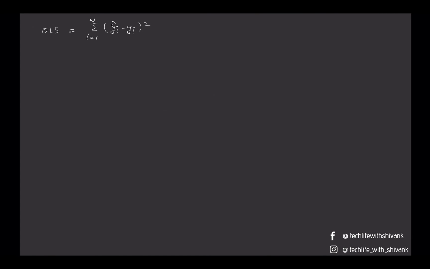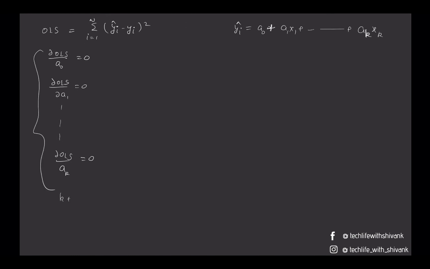And to minimize that, since our y cap is something like a0 plus a1x1 plus and so on plus akxk, so let's say we have k independent variables, and to minimize it we take the derivative of the OLS error with respect to a0 to be 0, the derivative with respect to a1 to be 0, and so on, the derivative with respect to ak to be 0. Hence we get k plus 1 equations. So this implies sigma yi cap minus yi is equal to 0.